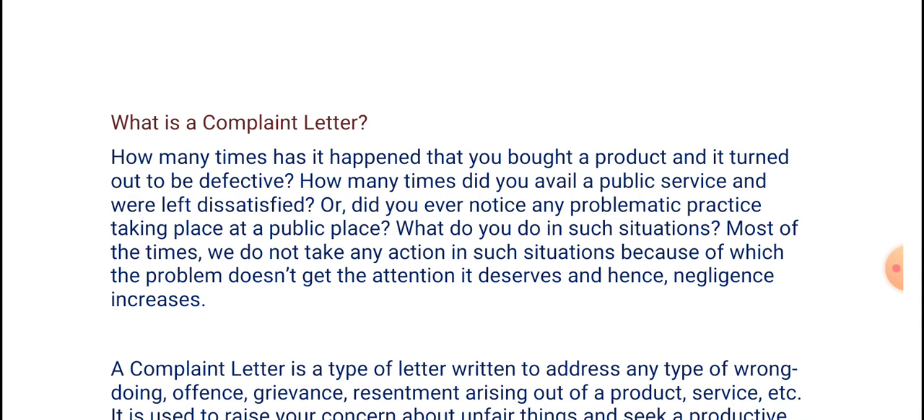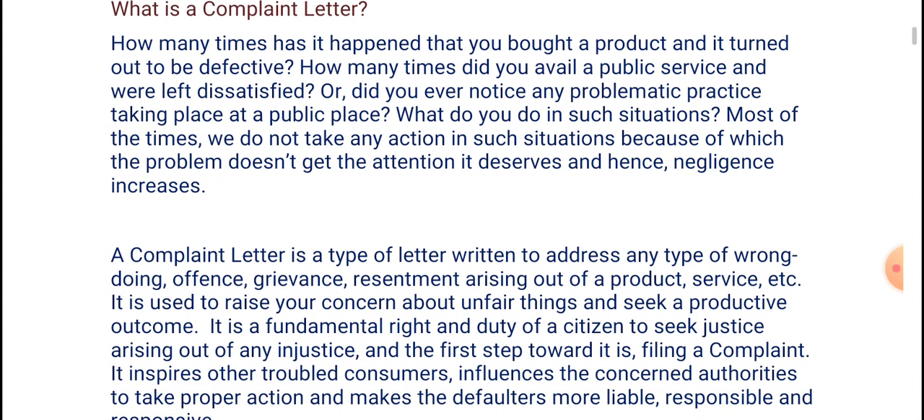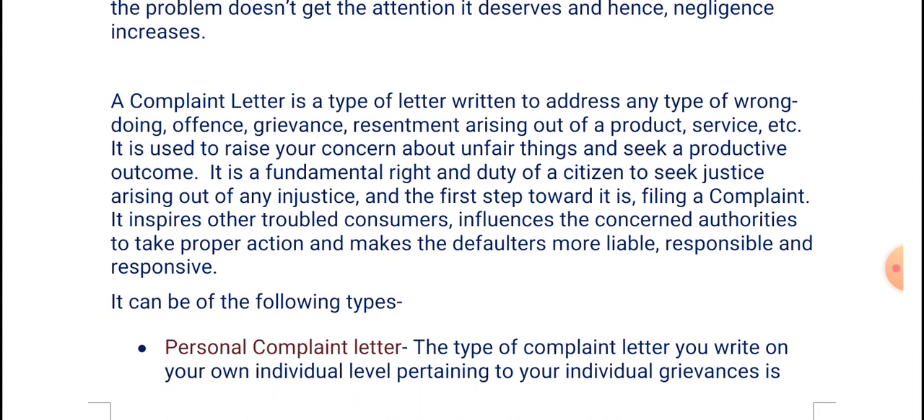So, in such situations, we should write complaint letters to the concerned authorities or to the person to whom it is concerned so that the problem can be sorted out, because negligence is not the solution of any problem. A complaint letter is a type of letter written to address any type of wrongdoing, offense, grievance, or resentment arising out of a product, service, etc. So it is used to raise your concern about unfair things and seek a productive outcome.